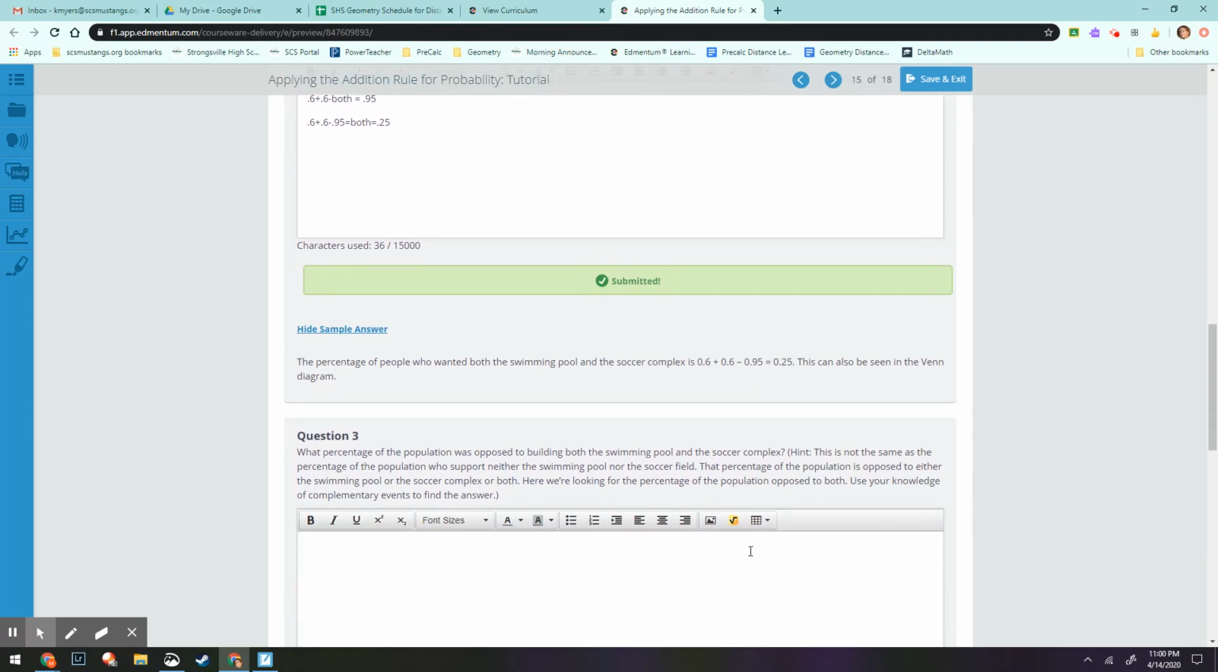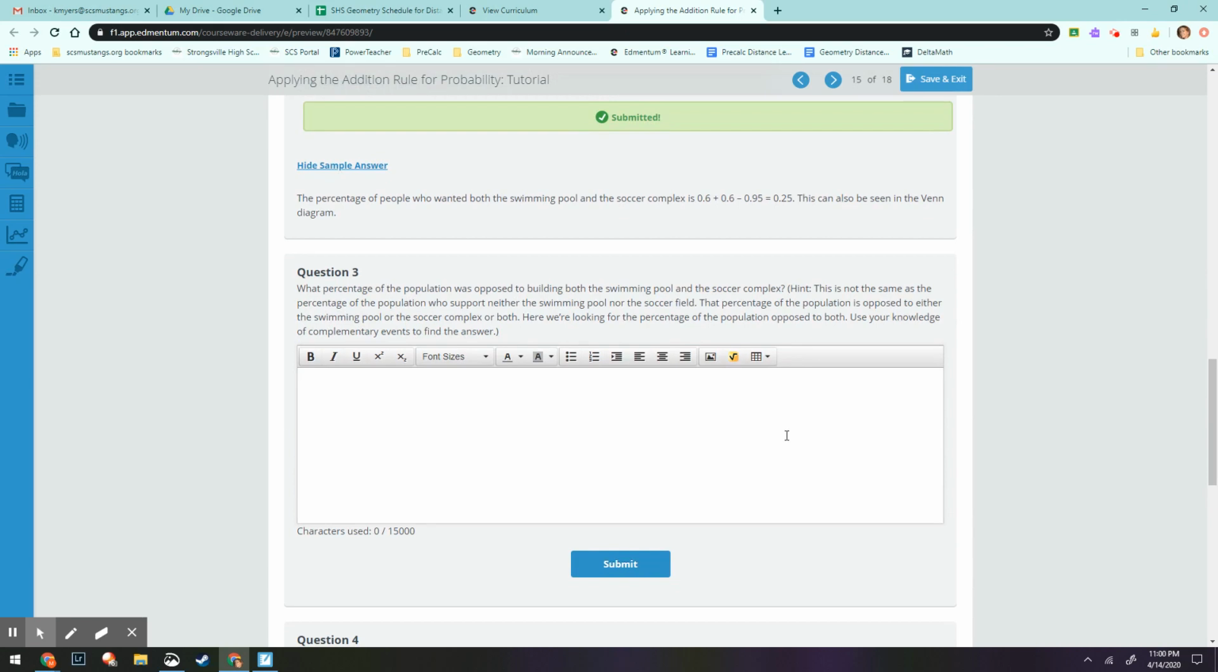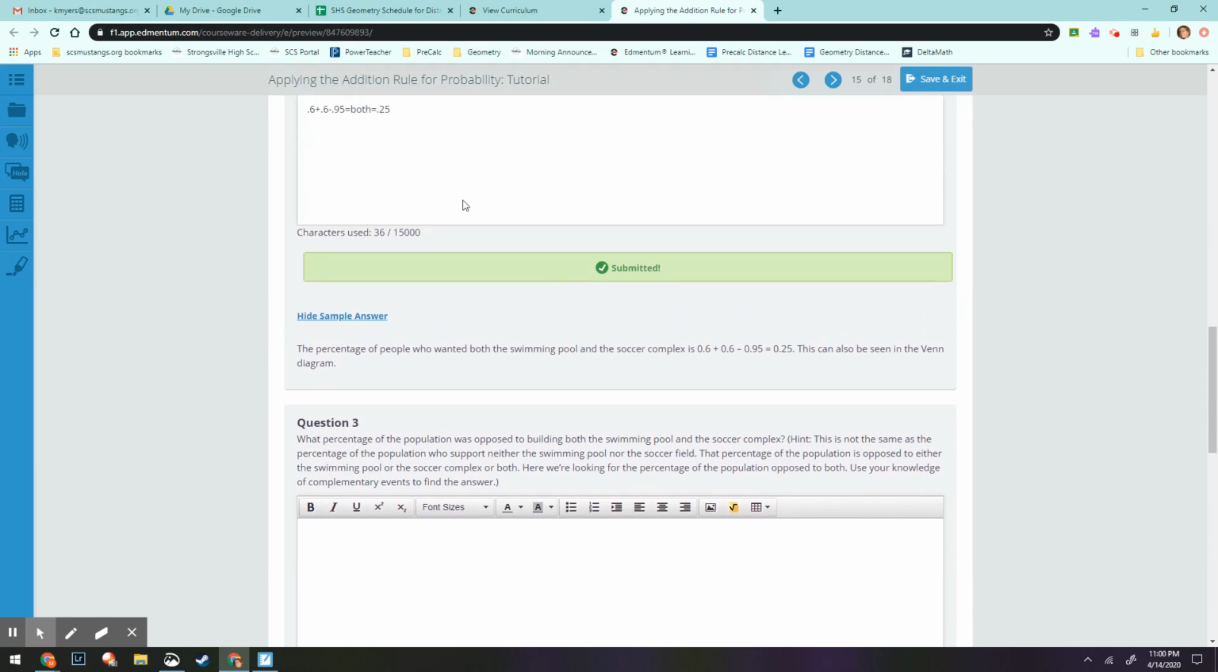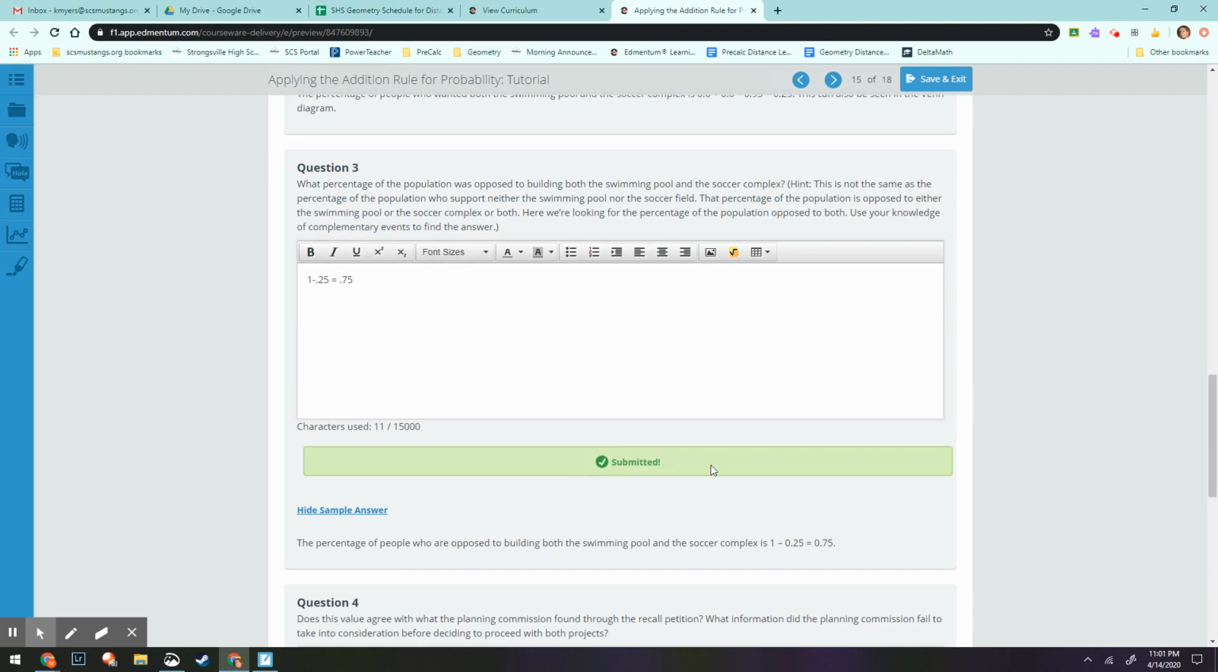Now, question 3 says, what percentage of the population was opposed to building both? Now, this is not that 0.05 from up here. 0.05 is people that wanted neither. Okay? This is asking how many people didn't want both. So this 25% or 0.25, that's the probability of people that wanted both. That means if I do 1 minus that, that's going to give me the people who didn't want both, which would be 0.75, sorry. And let's check that answer, which is correct.